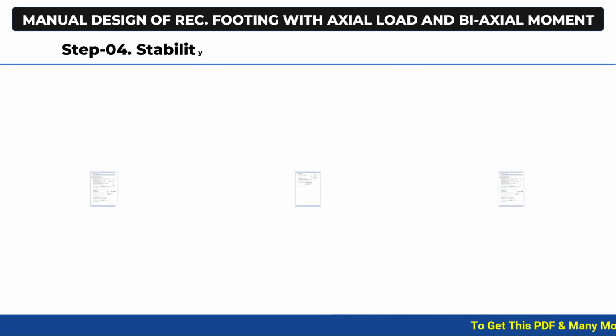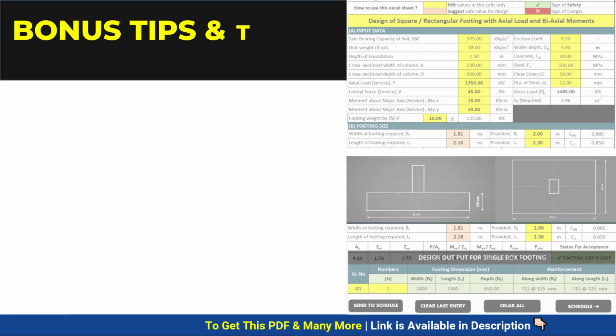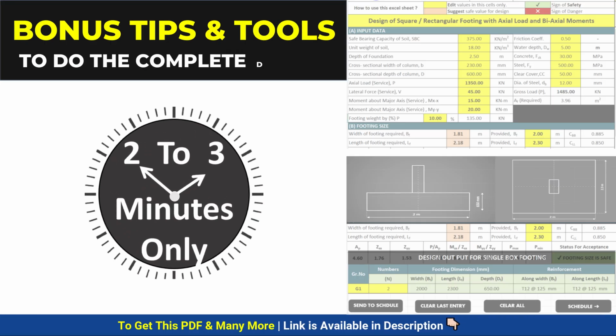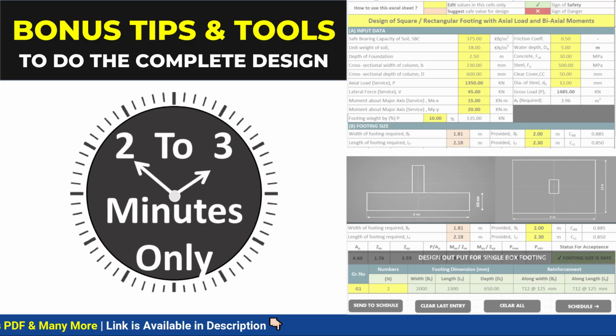In the fourth step, we will do the stability checks for uplift, sliding and overturning. And finally, at the end of this video, I will give you some bonus tips and tools to do the complete design by a smart tool.